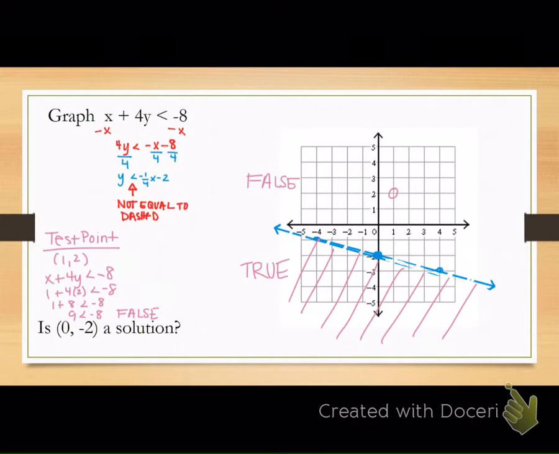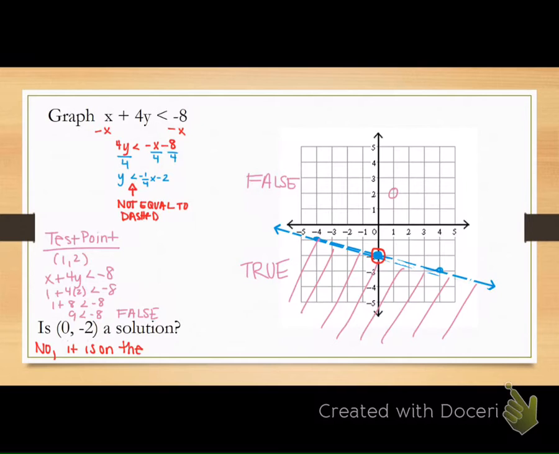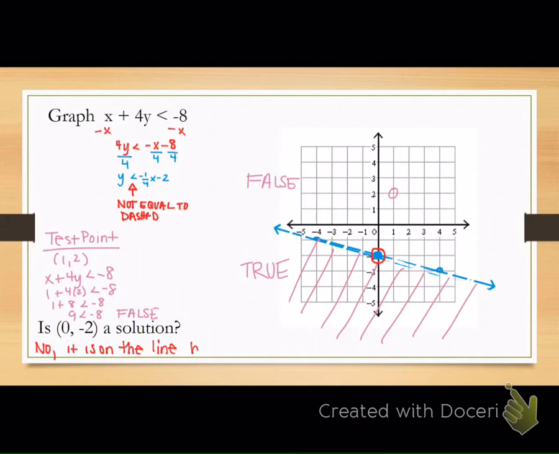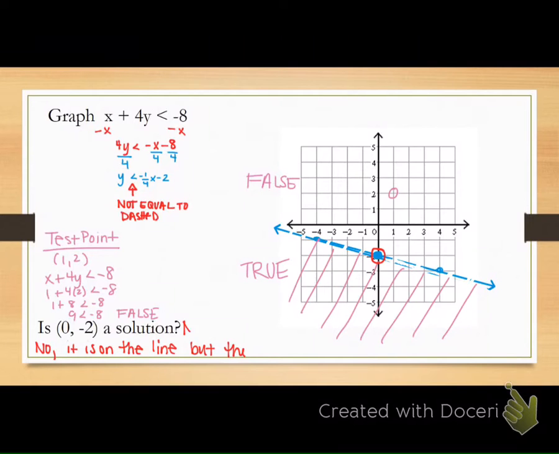Is (0, -2) a solution? Yes. Okay, it's on the line. Is our line dashed or solid? Dashed. Does dashed mean included or not included? So is that a solution? No. It is on the line, but the line is not part of our solution. I'm going to say no. Sorry.